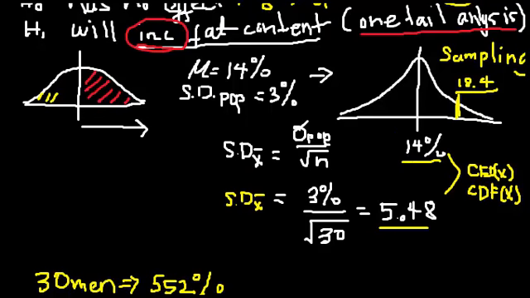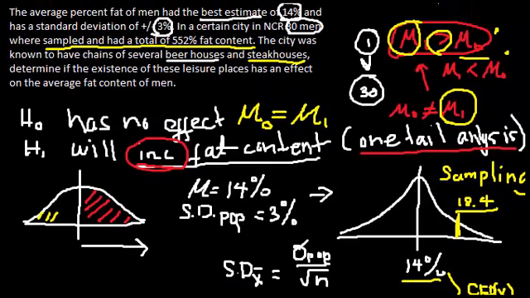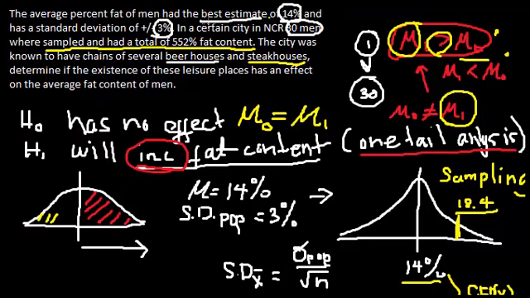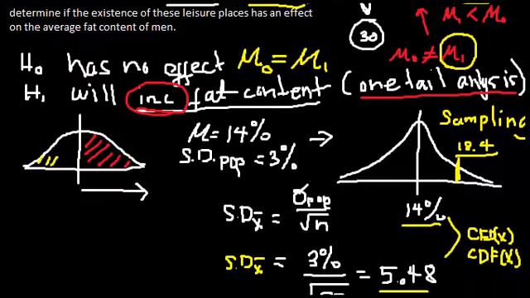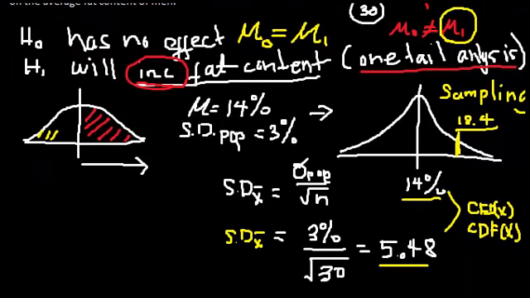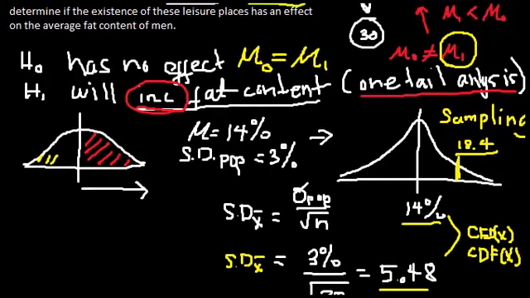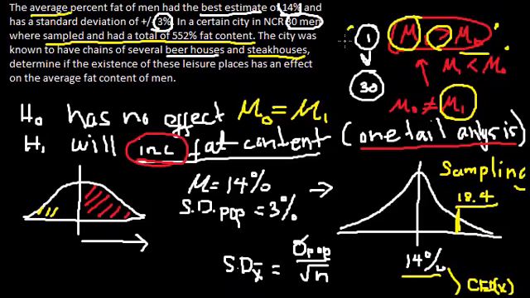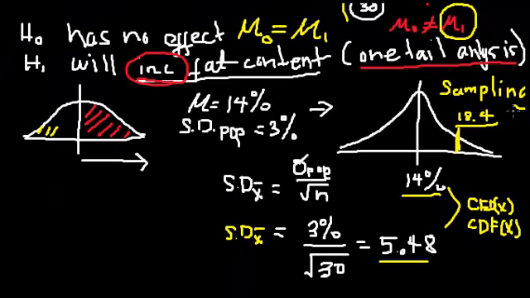Remember, this 14% is the mean, right? It says there, the mean, the average, 14%. And this 18.4 is the average of one sample, with a sample size of 30. Alright, so 14 and 18.4% are all means. That is part of this sampling distribution of the sample means.